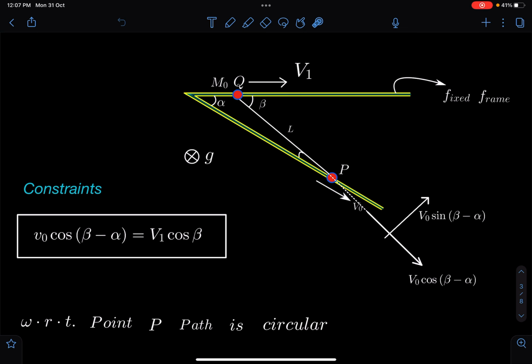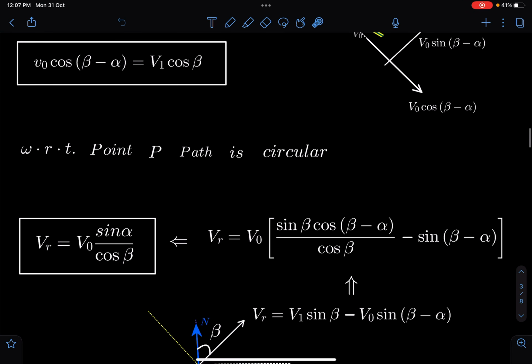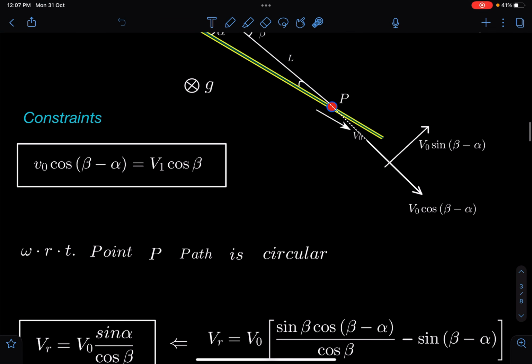Now we are going to observe point Q with respect to P, and its motion is going to be circular in this situation. So let's analyze this. Since it is moving with constant velocity, we don't have to worry about pseudo forces. Here I have resolved the velocity v naught into two components, perpendicular to this rod and along the length of this rod. Resultant is along this rod, so along the length. Here we are resolving two components: one is v naught sine of beta minus alpha, and one is v naught cos of beta minus alpha.